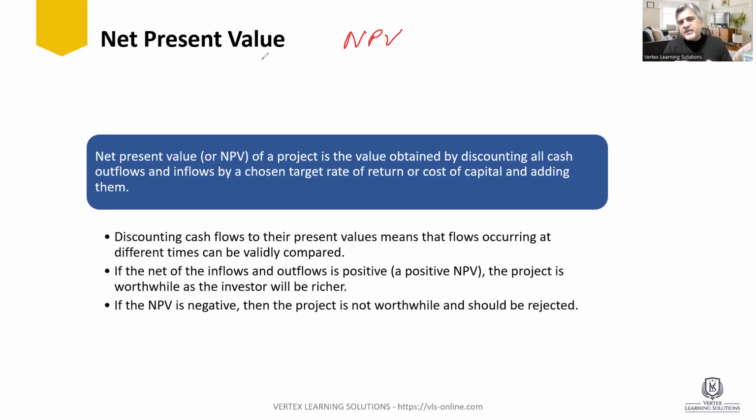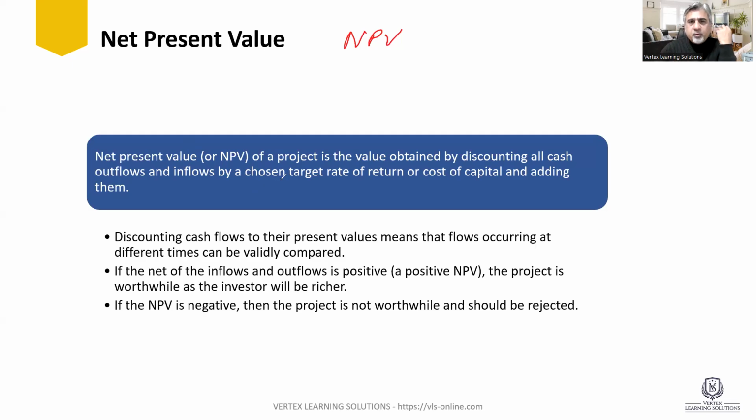And then, because some of them will be positive and some negative, you must add them up. Whatever the answer is, that is called net present value, because you have added them up, so it is the net amount. The net present value of a project is the value obtained by discounting all cash flows, outflows and inflows, by a chosen target rate of return.